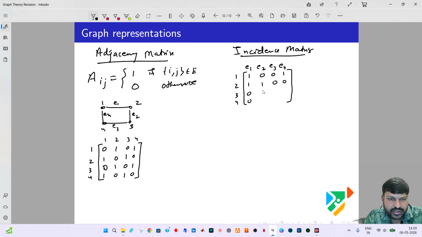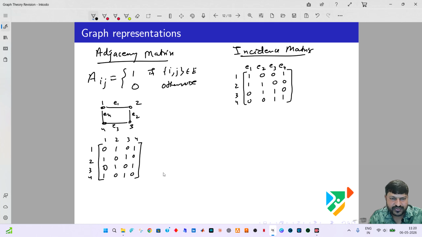3 is incident on E2, yes. This one will be 0. So you can go column wise. You can look at E3. E3 is incident on 3 and 4. E4 is incident on 1 and 4. So you see that in every column you only have two non-zero entries. Rest all the entries will be 0, which is very clear from the geometrical representation, because every edge has exactly two vertices on which it is incident. So therefore every column has only two entries.